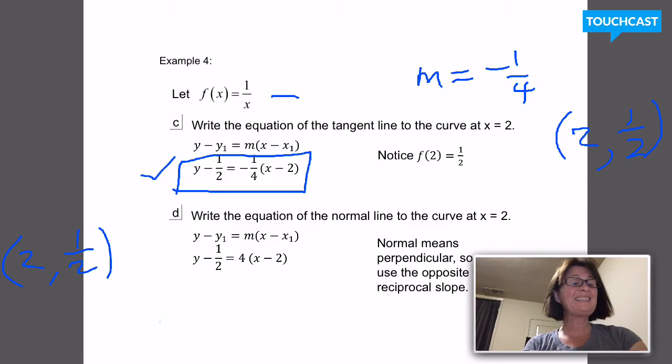The only difference is now I'm going to use the slope for a line perpendicular to a line with slope -1/4. So I'm going to find the opposite reciprocal of -1/4. That opposite reciprocal is 4. So I'm going to write the equation of a line with slope 4 containing the point 2, 1/2. You can see I have that here.